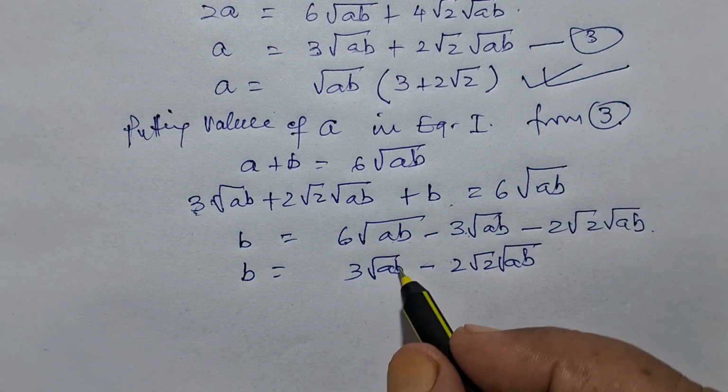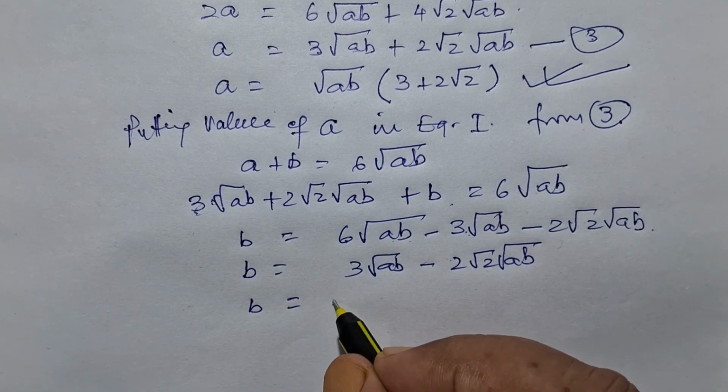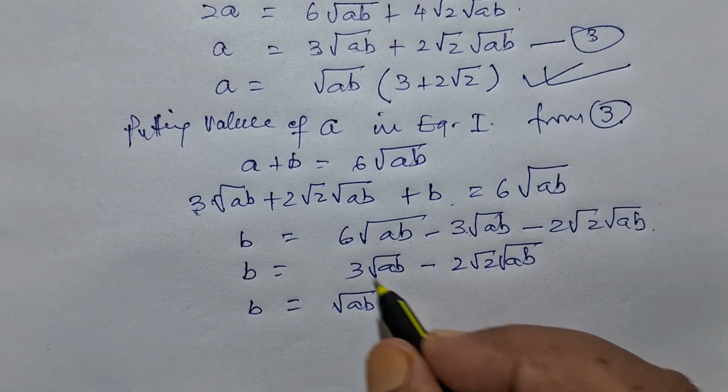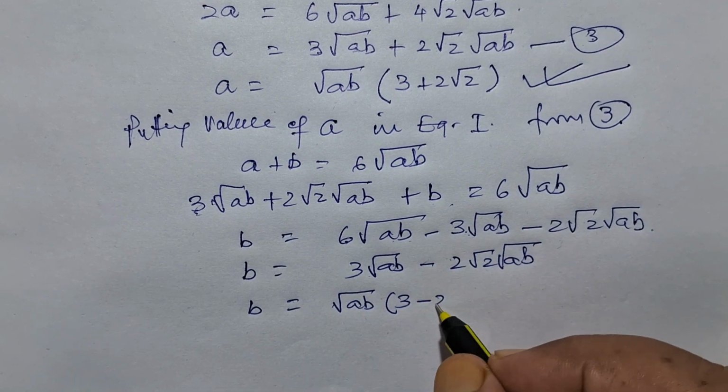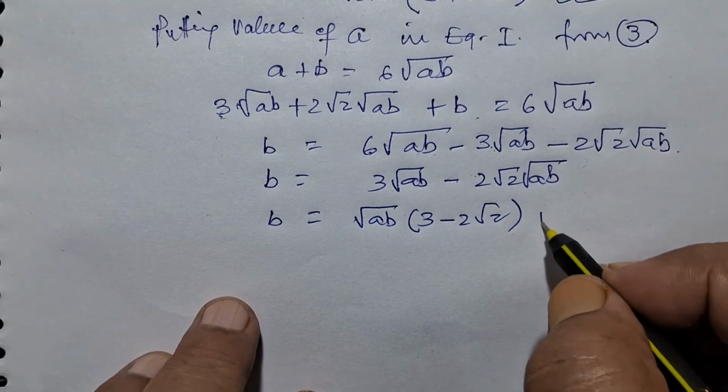Now we shall take common under root ab. So b is equal to under root ab, this 3 will be here, and this minus 2 root 2 will remain here. Okay, so this is the value of b.